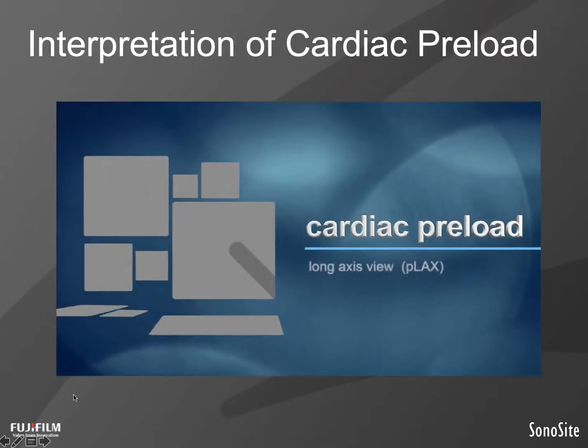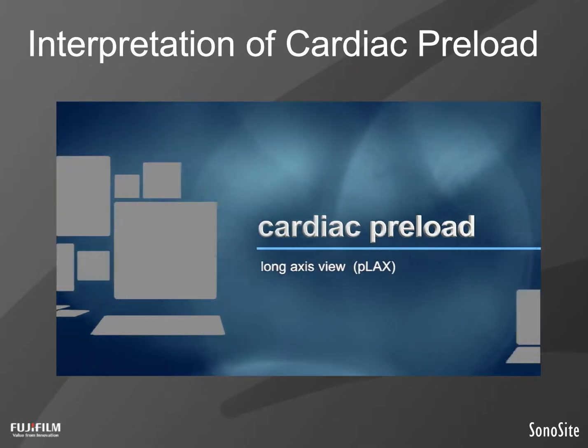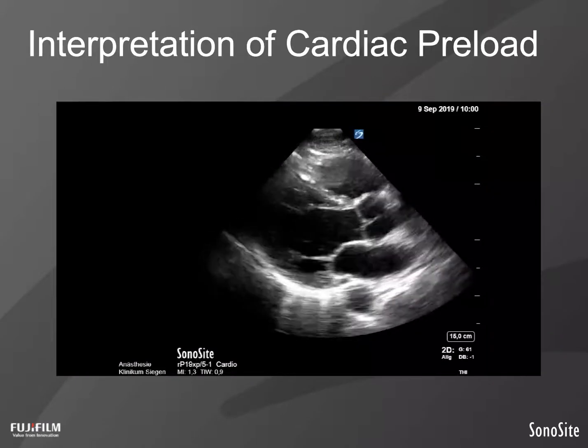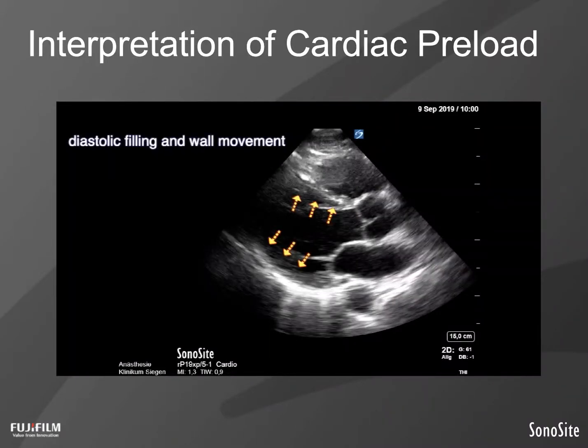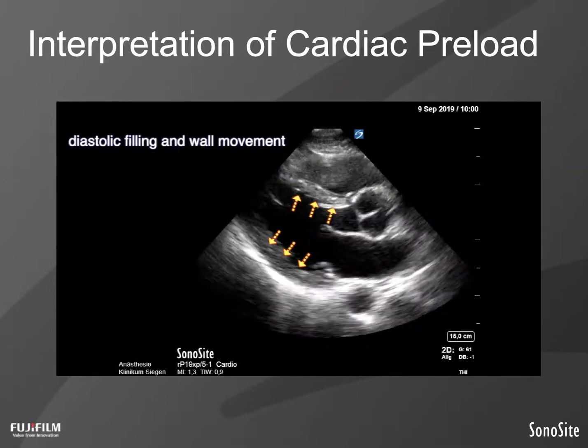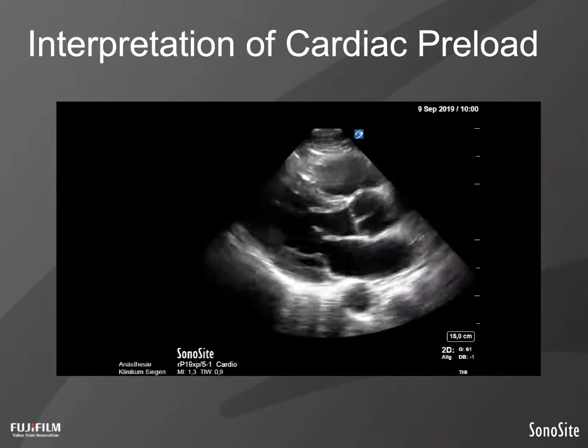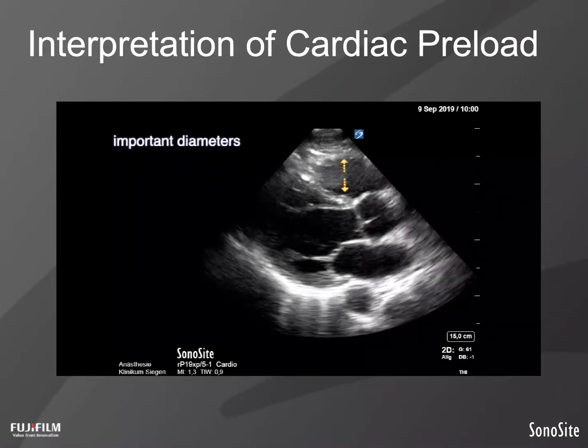The correct interpretation of cardiac preload is an important eyeballing skill. For this purpose, you have to focus on diastolic wall movement and filling, and the systolic and diastolic cross-sectional area of each cavity, which has to be set in relation to each other. It's important to know about the normal diameters of each cavity to identify possible pathologic findings.